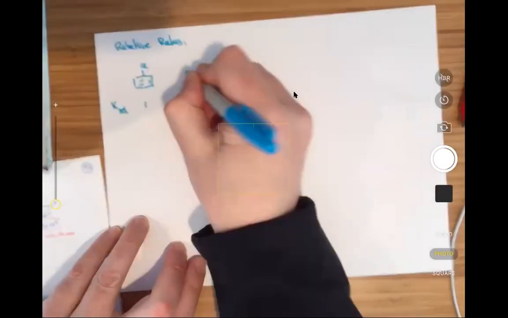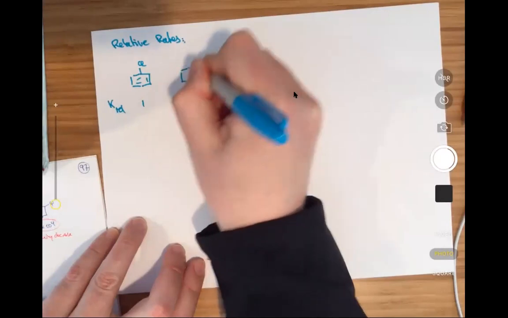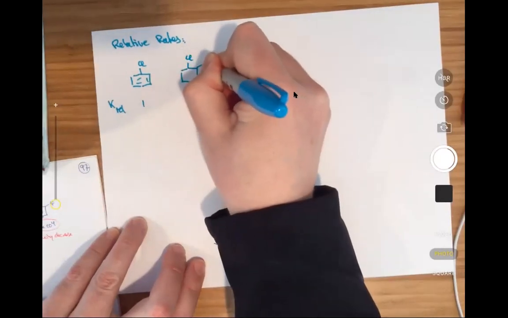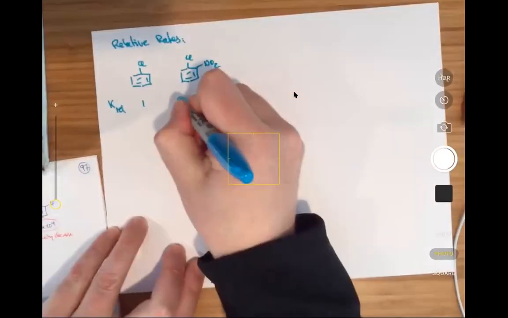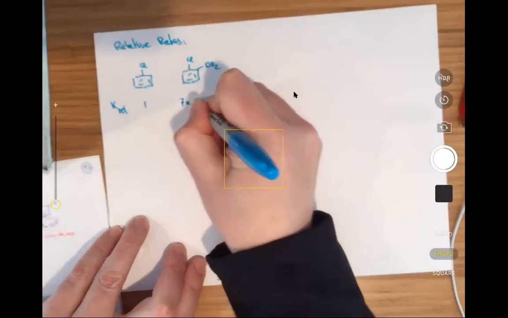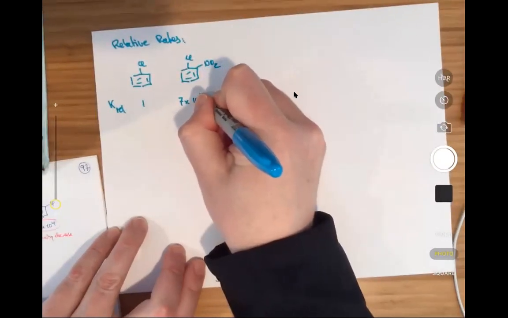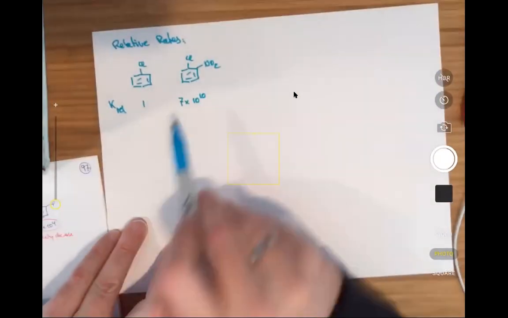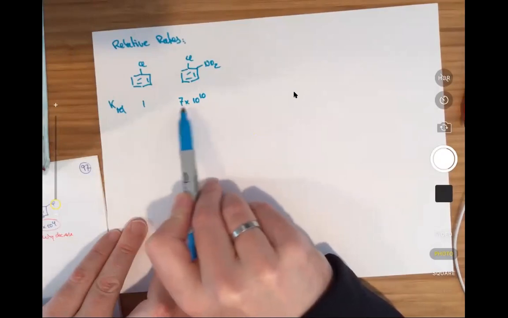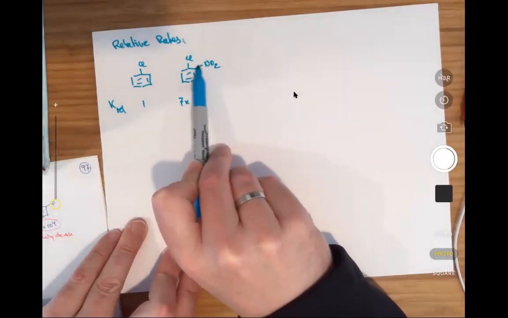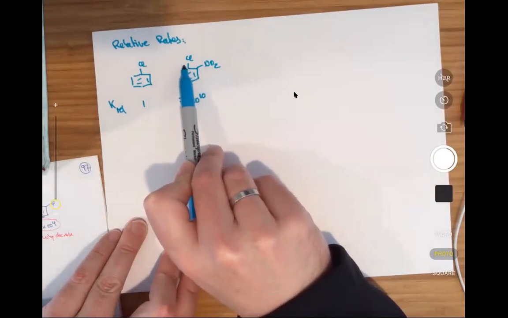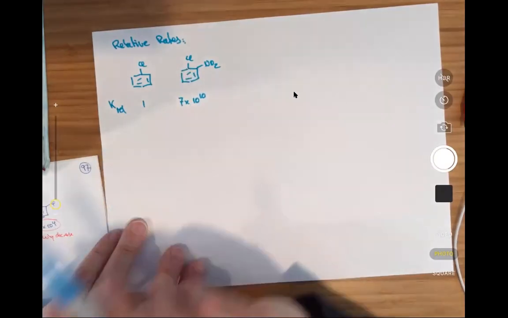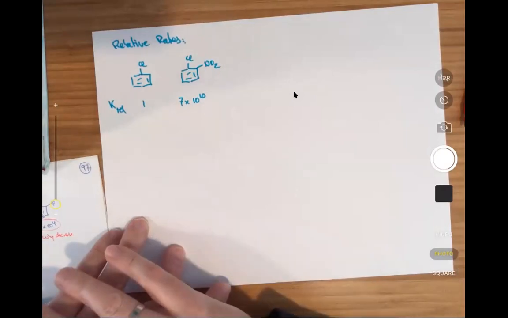Now, if we place a nitro group right next to the chlorine, the rate of this reaction shoots up massively. So this is 7 times 10 to the 10 with respect to the unsubstituted one. This is a massive increase in reactivity. And that's why I said, anytime you see a nitro group on an aromatic ring and a leaving group, a chloride or a fluoride, your alarm bells should ring that this is probably going to be a nucleophilic aromatic substitution, right?